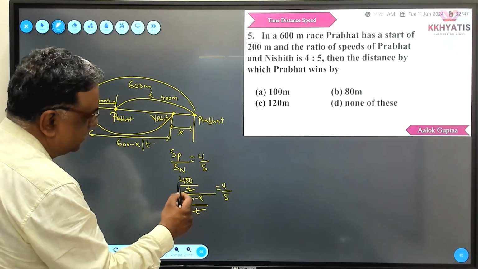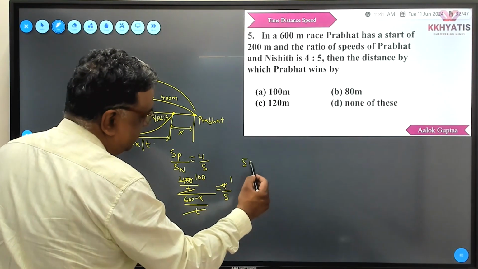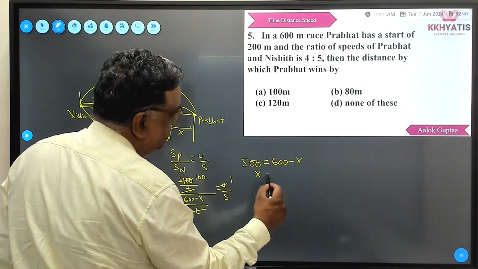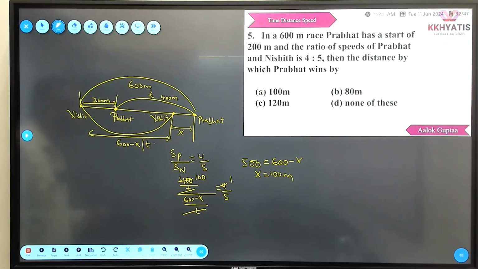T से t कट गया, ये 100, ये 1, 5 will go there, 500 is 600 minus x. So x is 600 minus 500, is 100 meters is the answer. Okay, next.